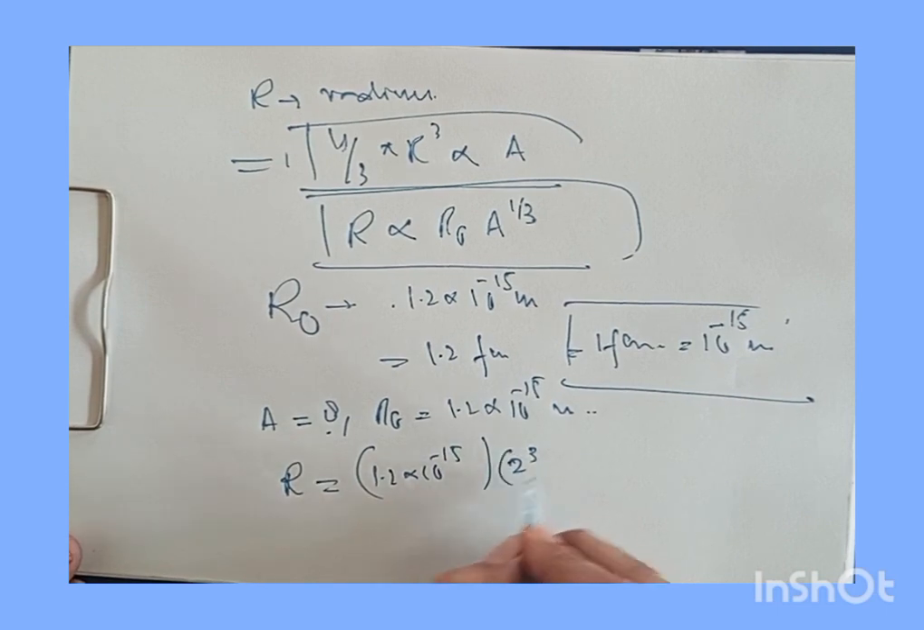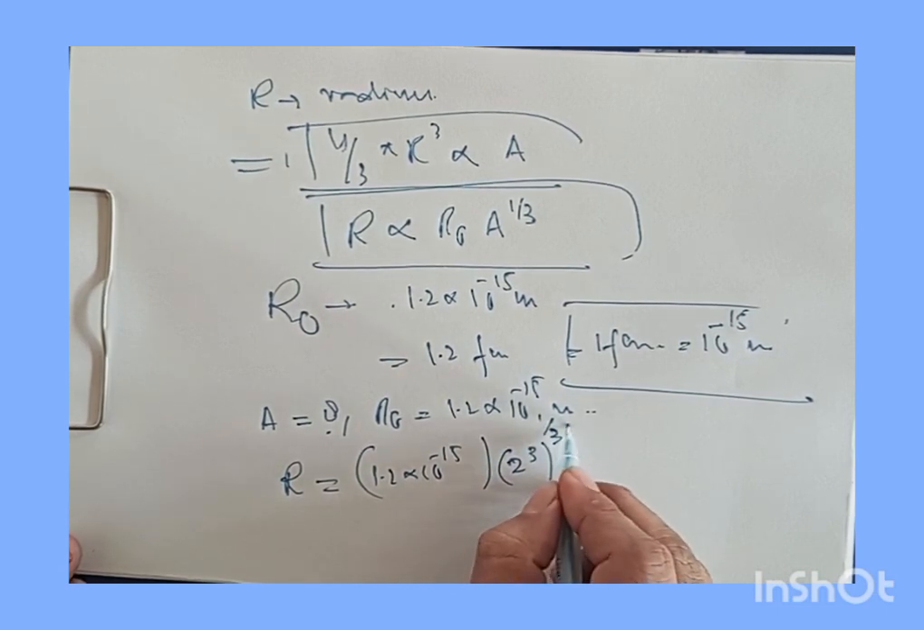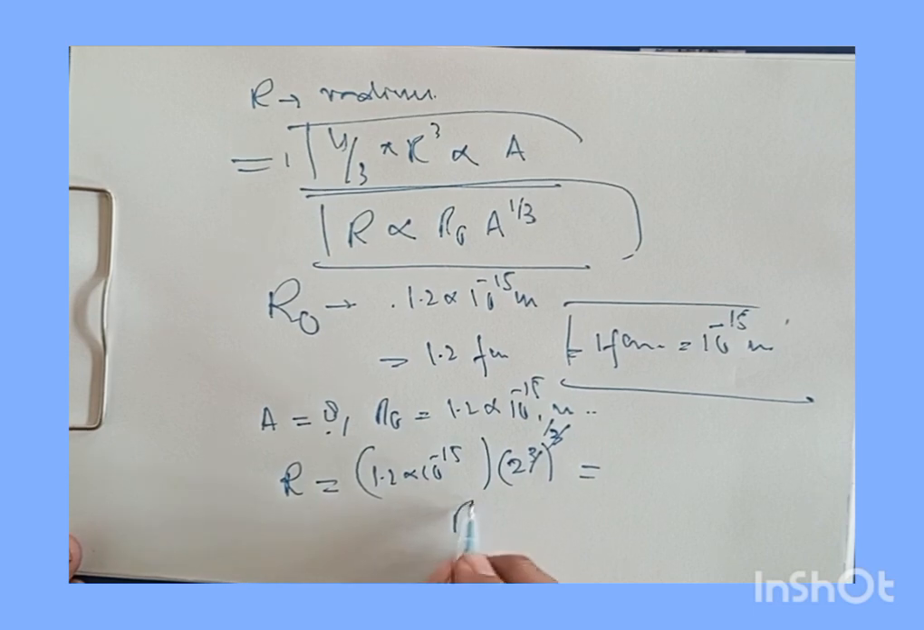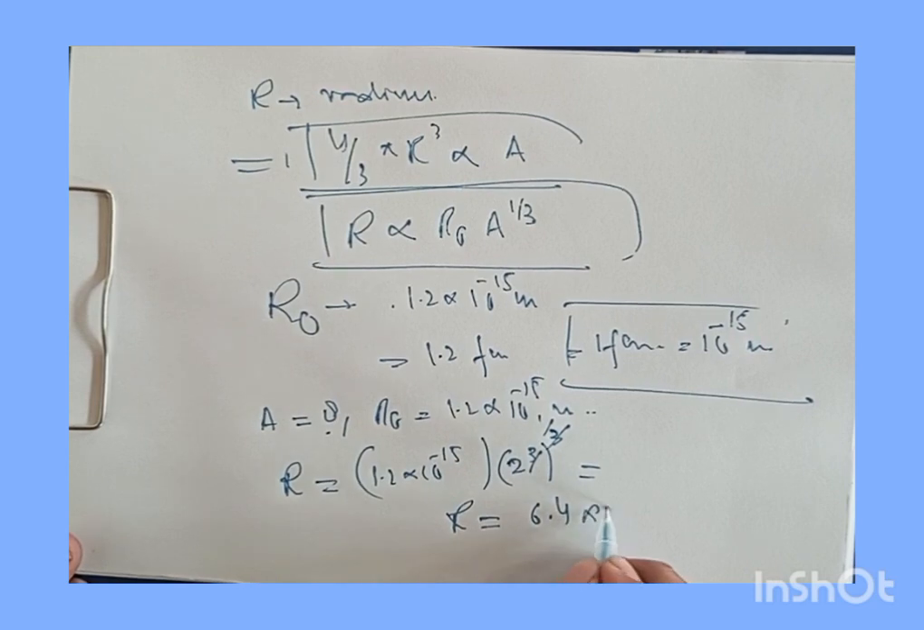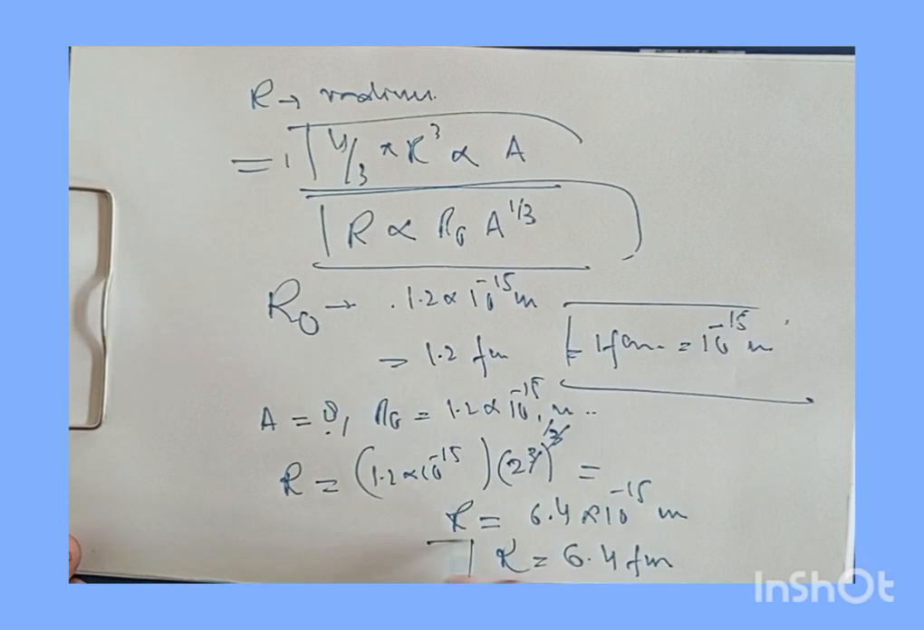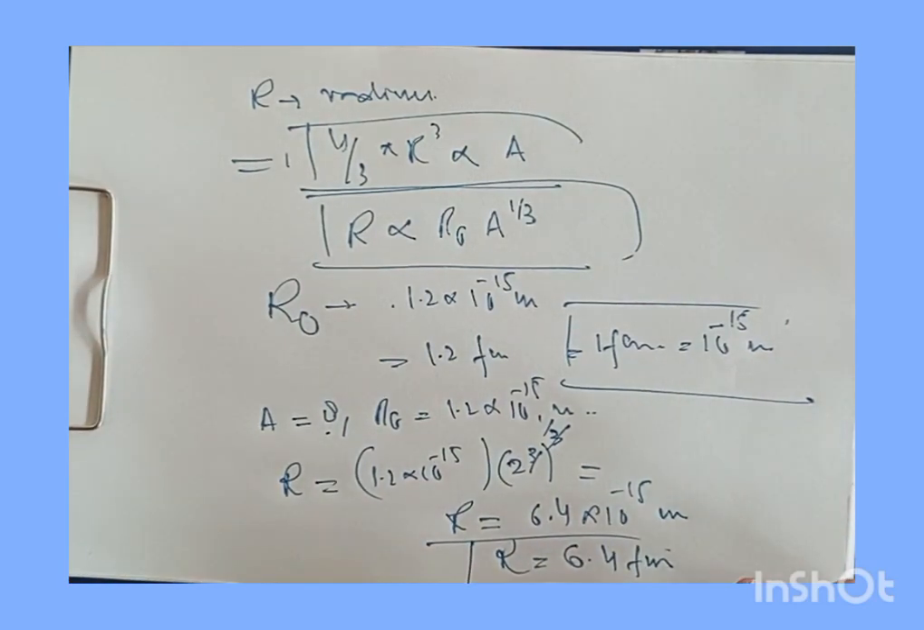8 I can write as 2 to the power of 3, raised to the power 1 by 3. So this 3 and 3 will cancel. So the radius of this nucleus will be 4.6 times 10 to the power of minus 15 meters. So I can say that the radius of this atomic nucleus is nearly 6.4 Fermi. So this is the basis of understanding how to calculate the approximate size of a nucleus.